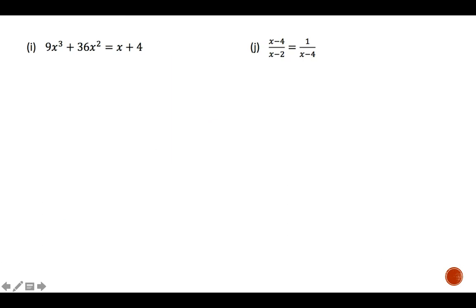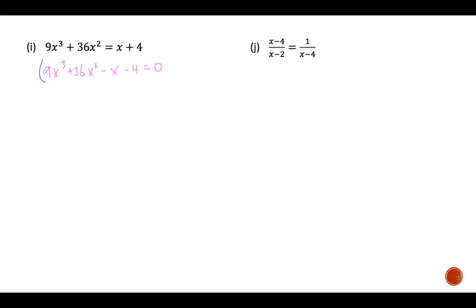Okay, let's see, what's next? Let's do I. Let's put everything on the left side. 9x cubed plus 36x squared minus x minus 4 equals 0. What should I do here? How should I factor this so that I can successfully solve it?